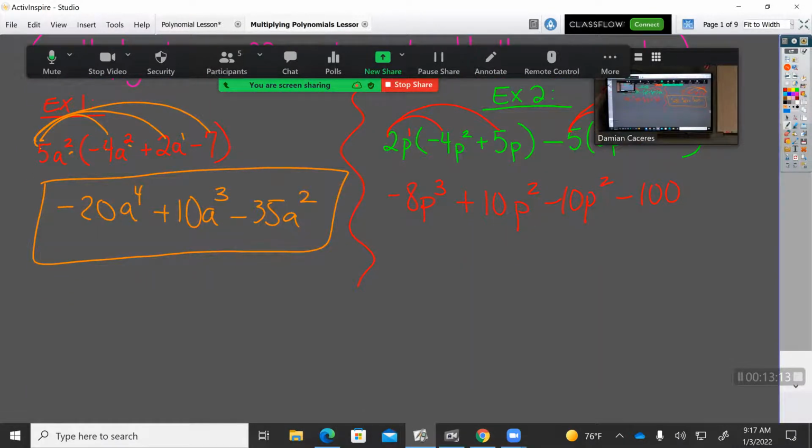Now what terms are like terms? 10p squared and -10p squared. So if you combine those, they equal 0. When something equals 0, it disappears. So all you need to do is bring down the first and the last term, and you're done. That's your answer.